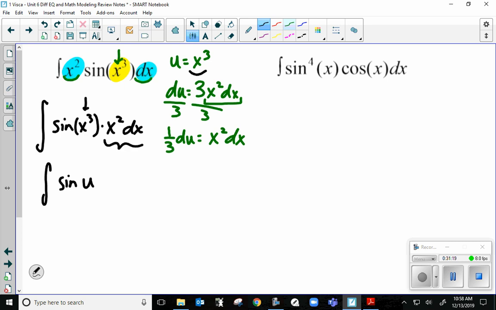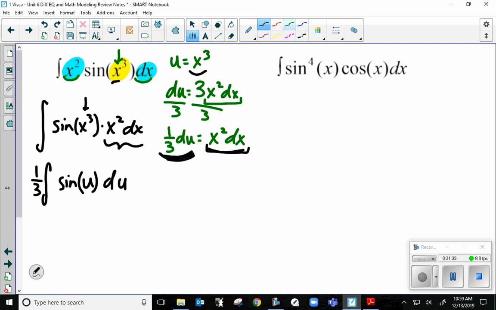And in for x squared dx, I'm going to put 1/3 du. My 1/3 goes on the outside. It's a constant. du. That's it. Again, remember, numbers can be here, as long as your variables get substituted out, you're fine. All right?